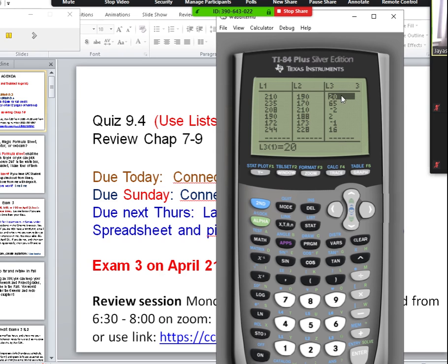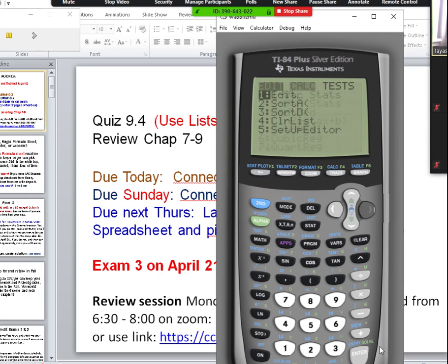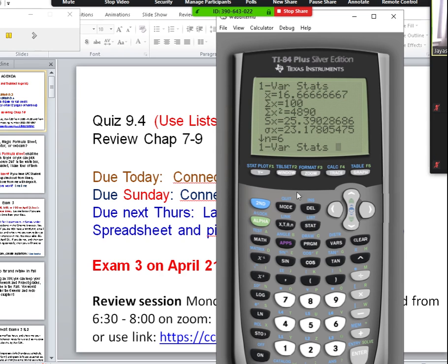Okay, great. So then you want minus 190 some odd numbers. Wait, hold on. So we want the mean and standard deviation of this. So we're going to go stat, calc, 1 bar stat of L3, right, second L3, and that will give you your mean and standard deviation.